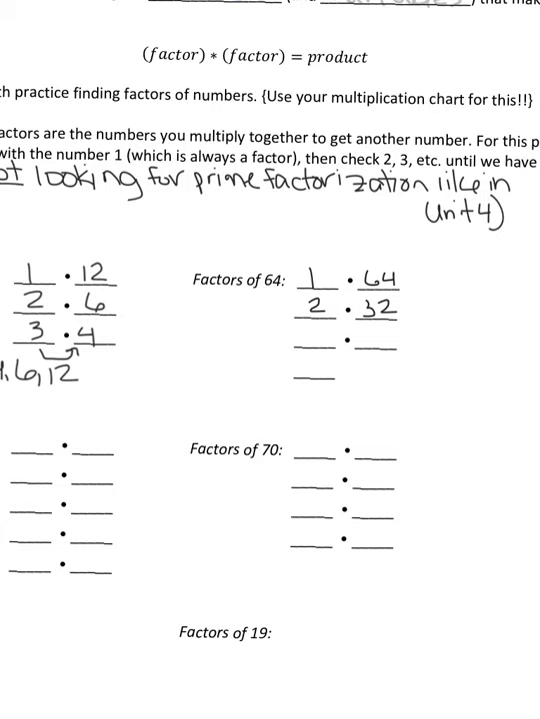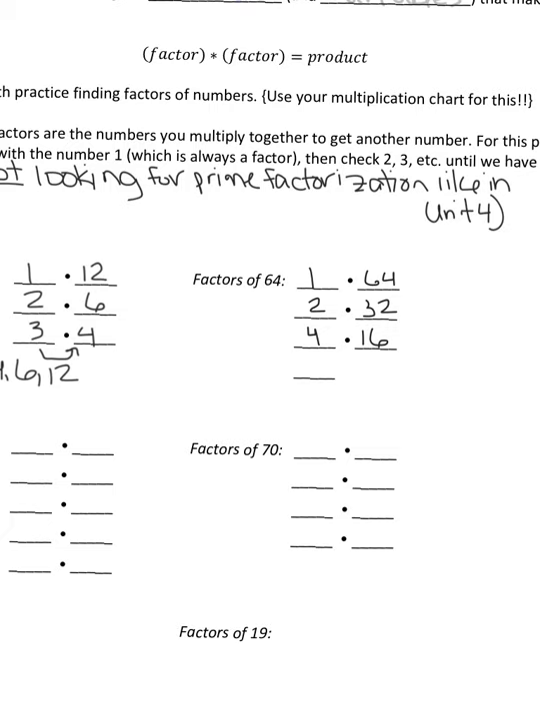And then I'm going to check 3. 3 is not a factor of 64. 3 does not evenly go into 64, so I could check 4. 4 times 16 is 64. I check 5. 5 does not go into 64 evenly, right? 5 is not a factor of 64, so then I check 6.